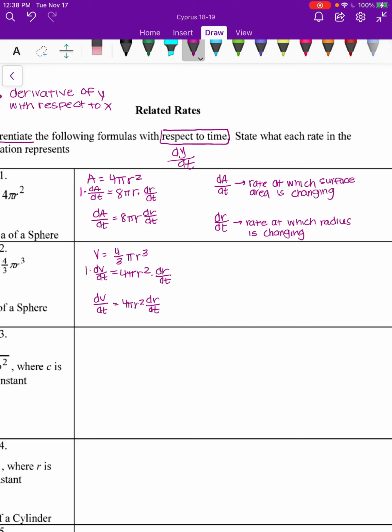Okay. So what do the two rates we have represent? The two rates are dv dt, which is the rate at which the volume is changing, and dr dt again, which is the rate at which the radius is changing.